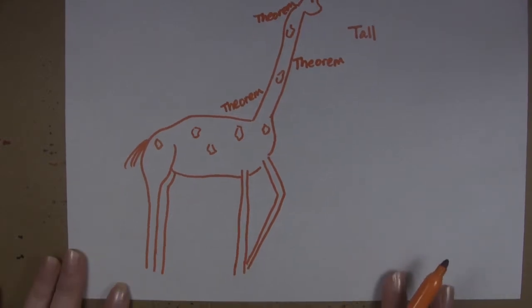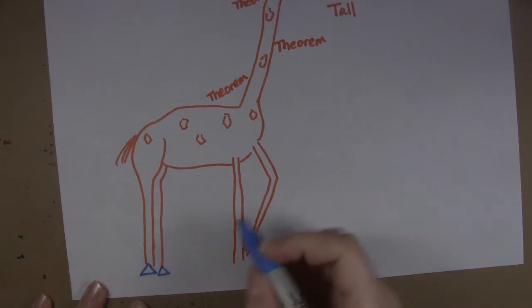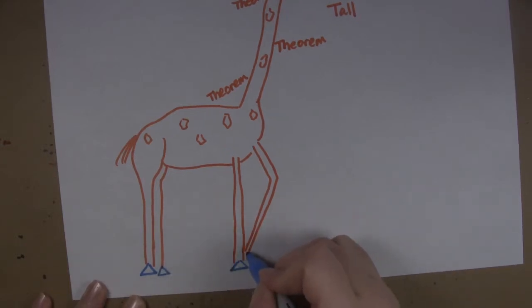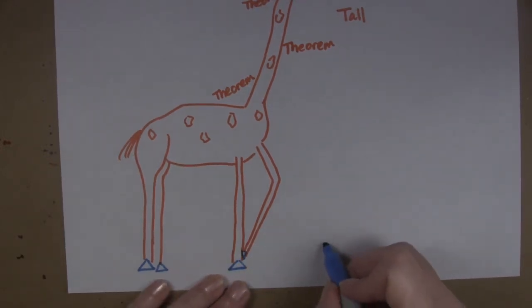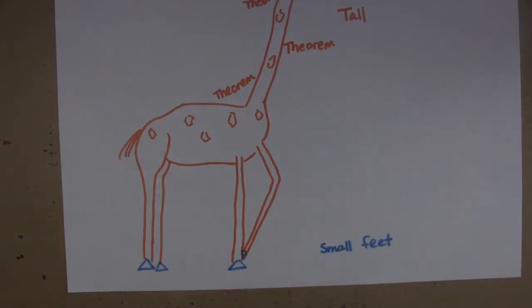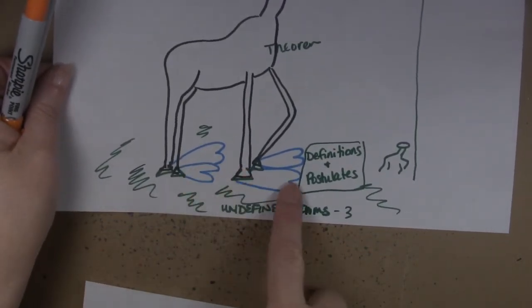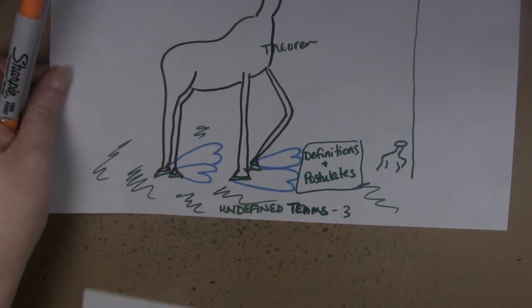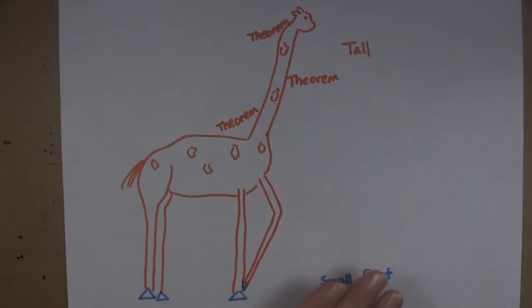Now, at the bottom of the giraffe, all these theorems have to stand on something, and we need giraffe feet. And our giraffe feet look somewhat like these triangles. Our giraffe feet, we typically want to be small. Now you're saying to yourself, why do we want small giraffe feet? Why don't we want large giraffe feet? Well, because if we had large giraffe feet, our giraffe would look ridiculous. It would look like he's walking around with flippers on. And we don't want that. We want a nice, slender, tall giraffe.